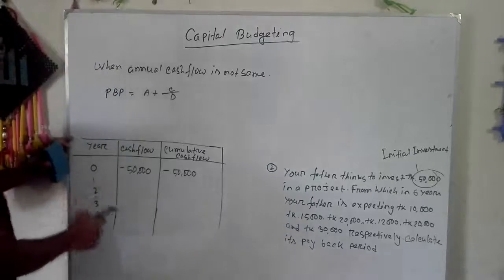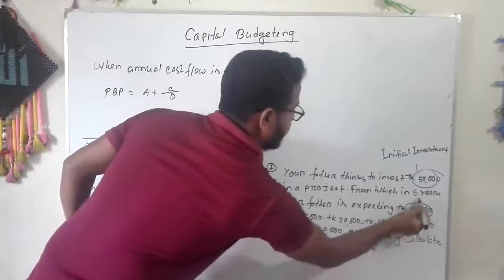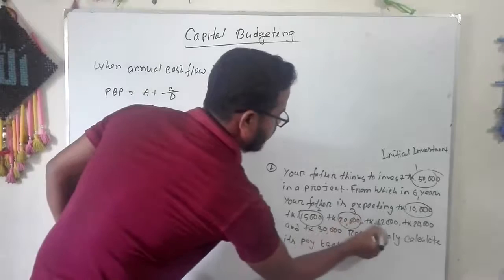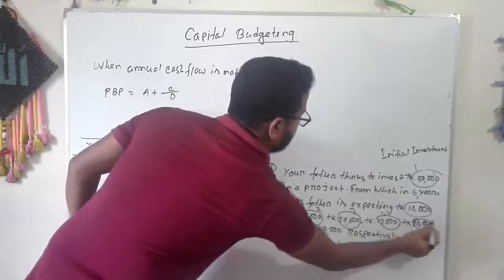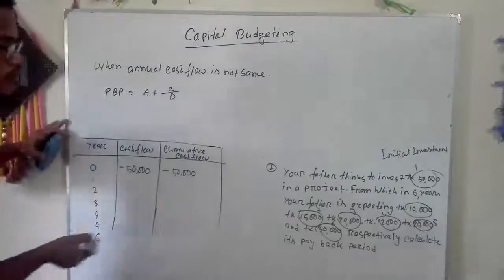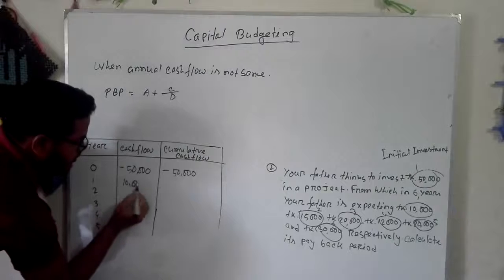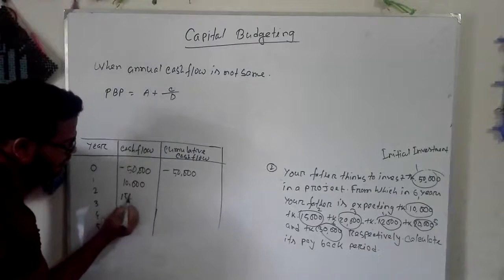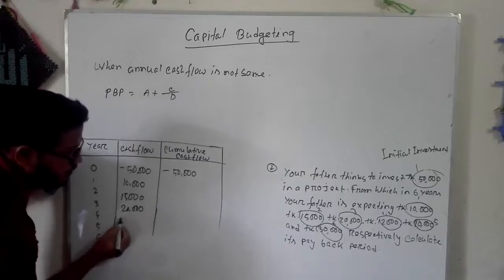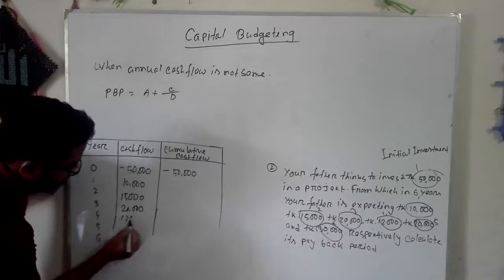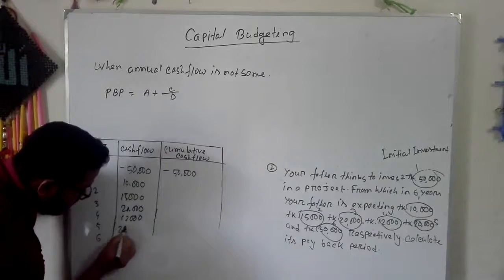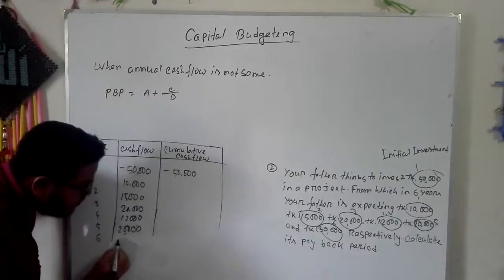The first year cash inflow is 10,000. The second year cash inflow is 15,000. The third year, the fourth year, the fifth year, and last the sixth year. So dear student, the first year cash inflow is 10,000, the second year is 15,000, the third year is 20,000, the fourth year is 12,000, the fifth year is 20,000 again, and the sixth year is 30,000.